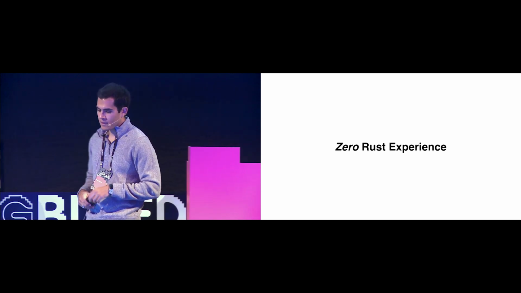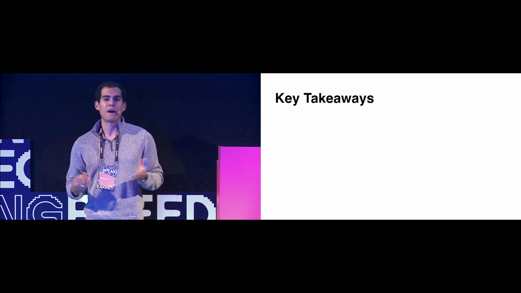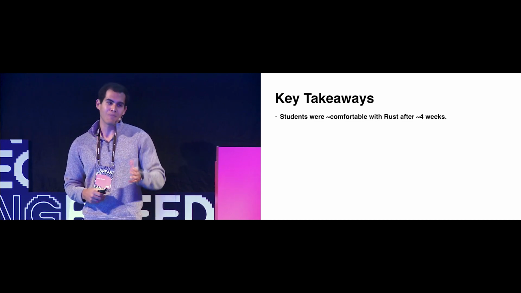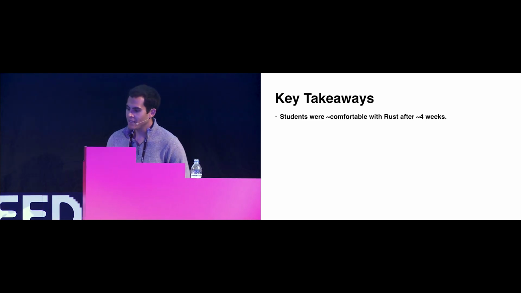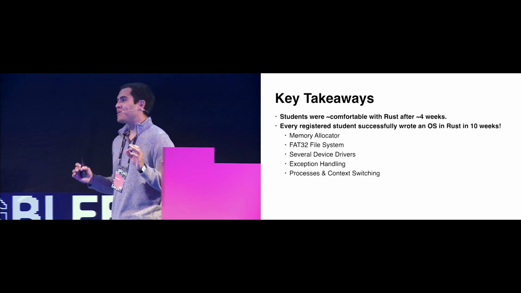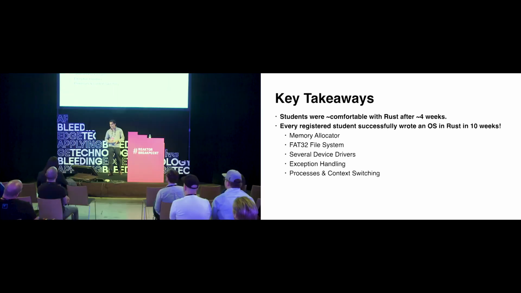Here are the key takeaways. First, the students were comfortable with Rust in about 4 weeks, give or take a week or 2. Every single student wrote an OS successfully in 10 weeks. And the OS did interesting things. It had a memory allocator, it had a file system, it had device drivers, it had exception handling, it had processes and context switching. This is a real OS for 64-bit ARM and a multi-core platform.